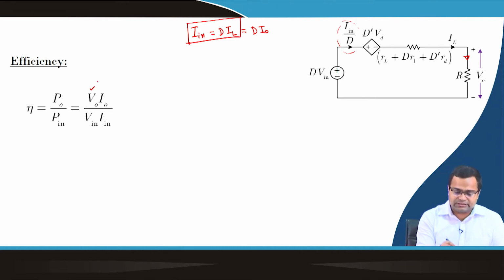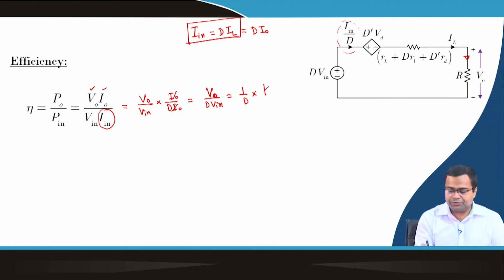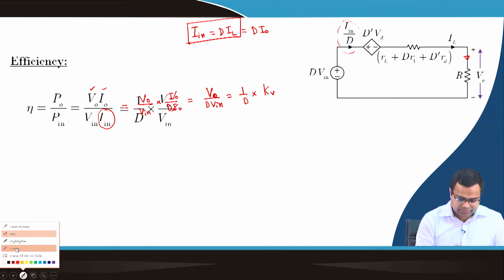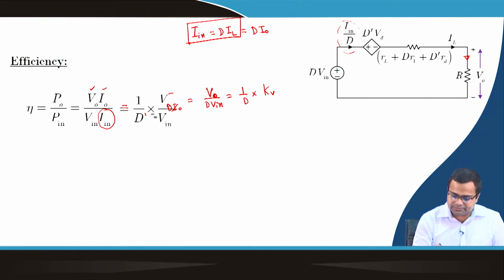Next, so this is fine. What about this? If you replace with this, you will get V0 by V in into I0 by D I0, and if you cancel it, you will get V0 by D V in, or it is simply 1 by D into kV. Okay, so it is written here. Okay, so I can erase this particular part.